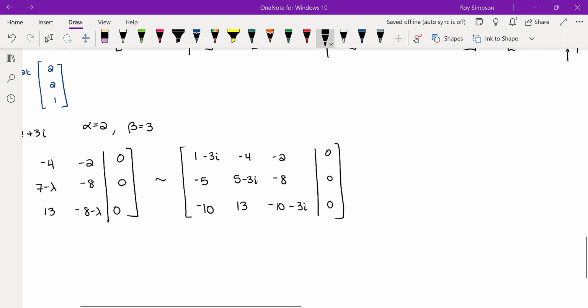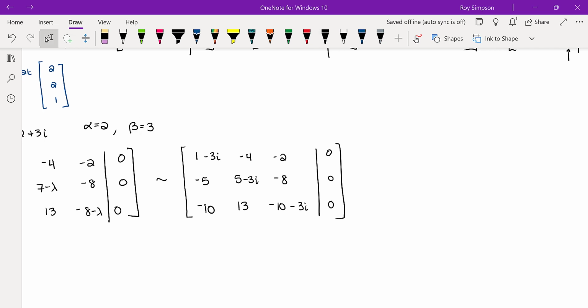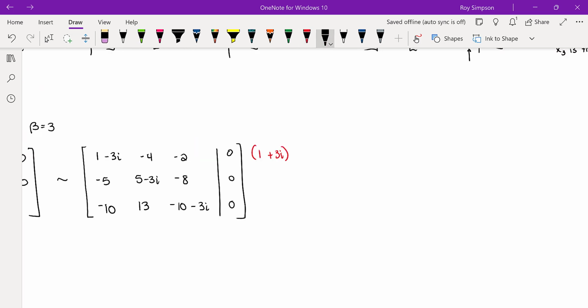The terrible thing about this is that if you look through each row, there's nothing that you can divide out of each row. You can't divide row 1 by 2, for example. You get fractions. You don't want to do that. So, such is life. I'm going to start the same way I did before, which is I'm going to multiply this top row by the complex conjugate of that leading entry. So I'm going to multiply by 1 plus 3i.